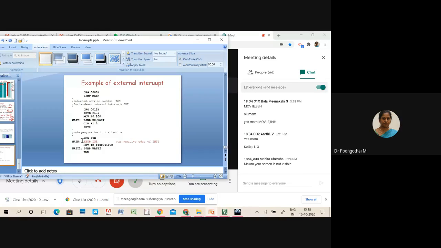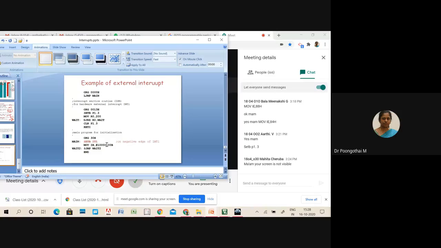We have to set IT1 equal to 1 for accepting edge triggered signal. The default value is 0. If it is 0, your 8051 is going to accept only level triggered signal. I am making that bit 1, which means it is going to accept edge triggered signal.